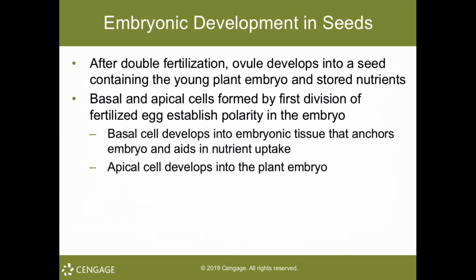It's still under research what molecular differences between the apical cell and the basal cell determine the initial molecular signals that are involved in establishing polarity. Initially, the apical cell divides to form a small cluster called the proembryo. As that cell division continues, it forms a sphere of cells, often called the globular embryo.